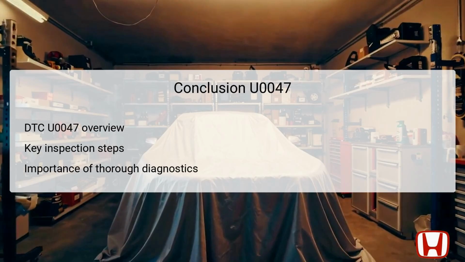In conclusion, DTC U0047 signals a communication failure between the gauge control module and the infotainment control unit in the Honda Accord 2023 and onwards. Understanding the hierarchical structure of these components and their interdependencies is crucial for effective troubleshooting. Key inspection steps begin with ensuring power and ground circuits are intact, followed by meticulous testing of communication circuits.